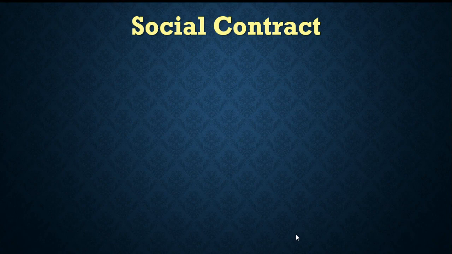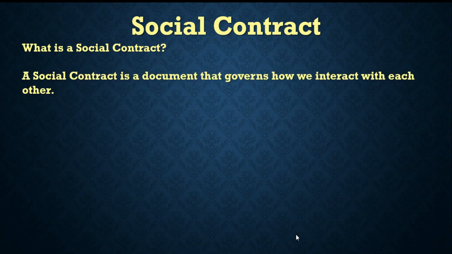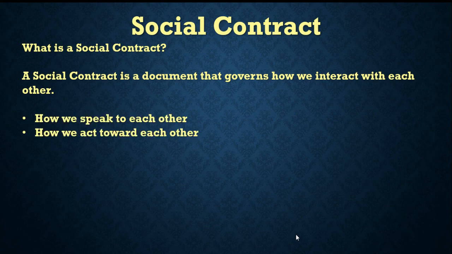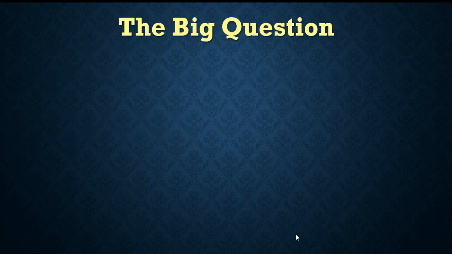Okay? A social contract. Okay, for those at home, we'll figure out a way to get this done as well. But for those in class, what is a social contract? A social contract is a document that governs how we interact with each other. It governs how we speak to each other, how we act toward each other, okay, how we behave when we're around each other.